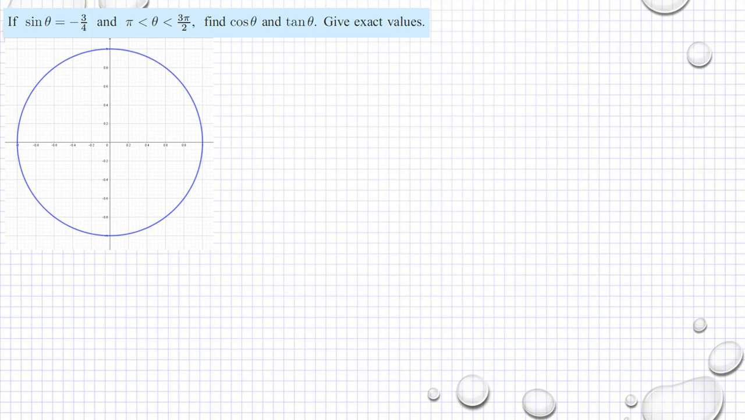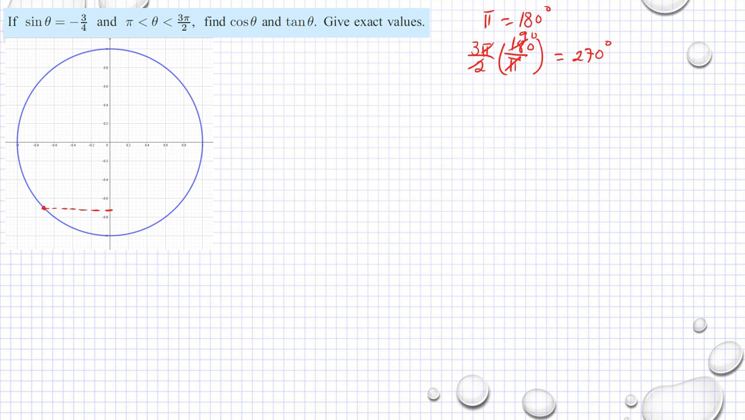I am going to continue with my discussion of different types of problems regarding the unit circle and the six trigonometric functions. If sine theta is equal to negative 3/4, it should be in the third quadrant. Why? Because pi is equal to 180 degrees, and 3 pi divided by 2 is 270 degrees. So we are in the third quadrant, and our y value there is negative 3/4. There you go.